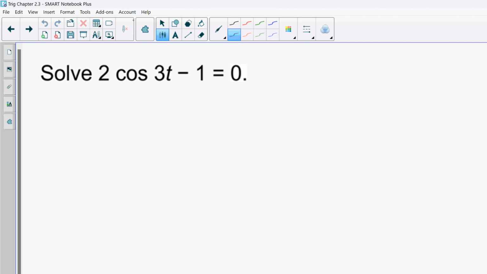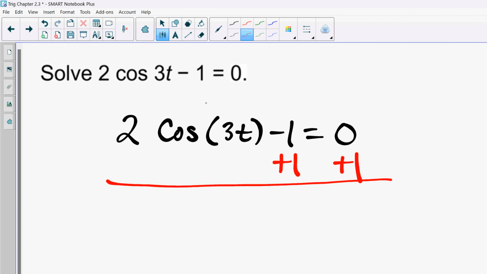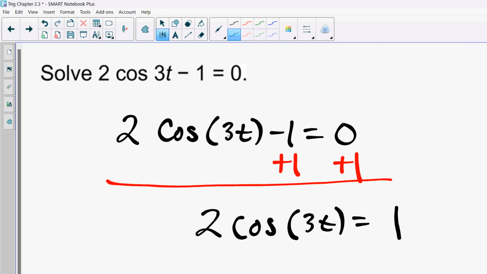Now, when we look at this first one here, we have 2 cosine of 3t minus 1 equals 0. And for these multiple angles or half angles, we're going to solve them exactly like we would any other function, any other cosine, sine, any tangent trigonometric function, where we just have one trigonometric function in the equation. And the first thing we can do is add 1 to both sides. And when we add 1 to both sides, we're saying that 2 cosine of 3t is equal to 1.